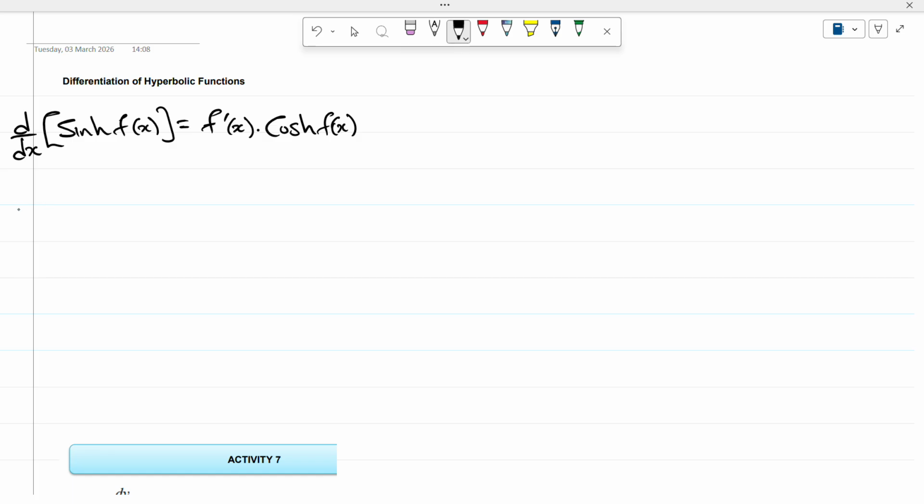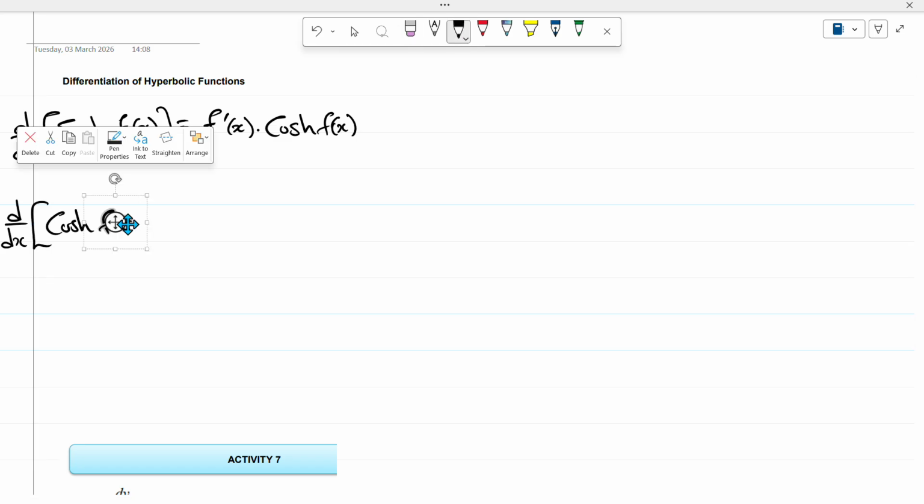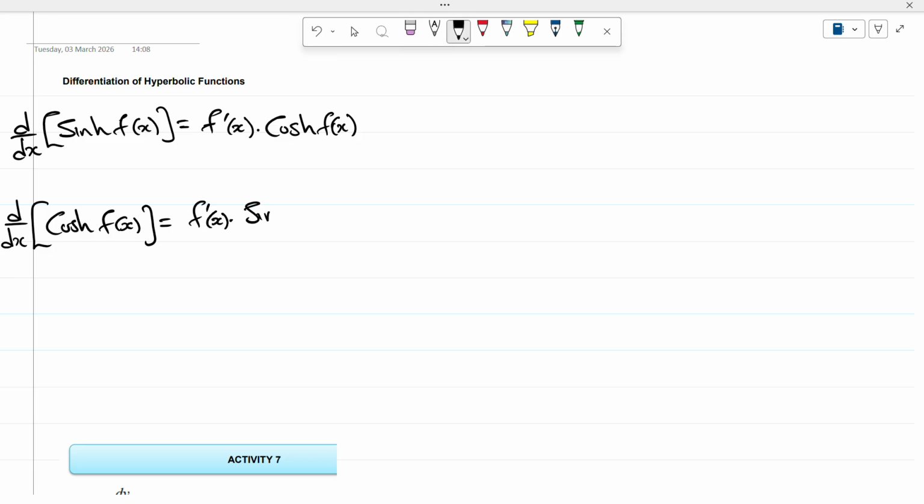And then when we differentiate hyperbolic cos of f of x, this is going to be f prime of x multiplied by hyperbolic sine of f of x.